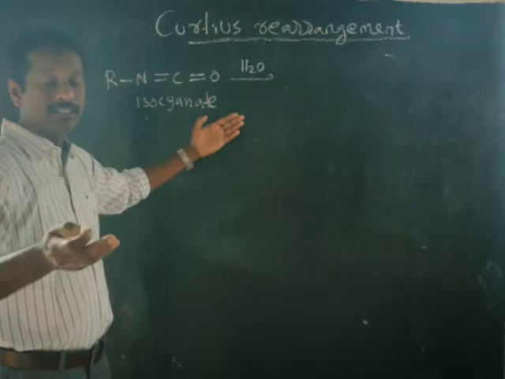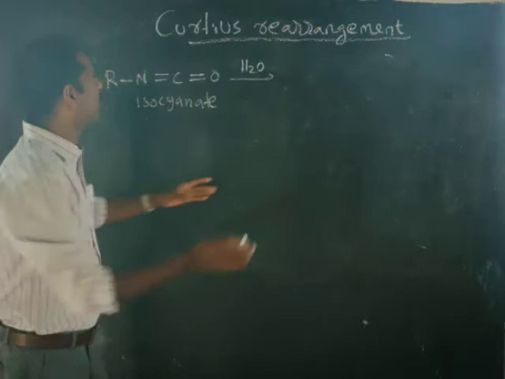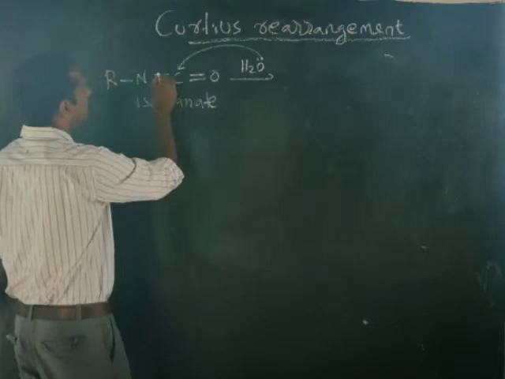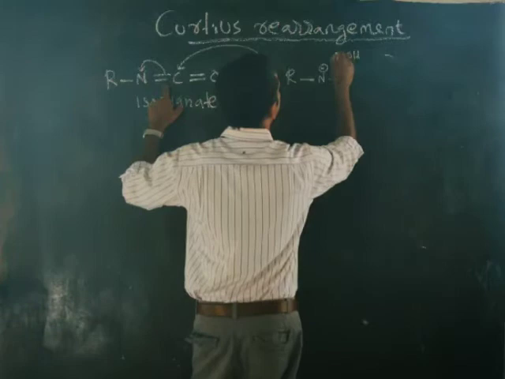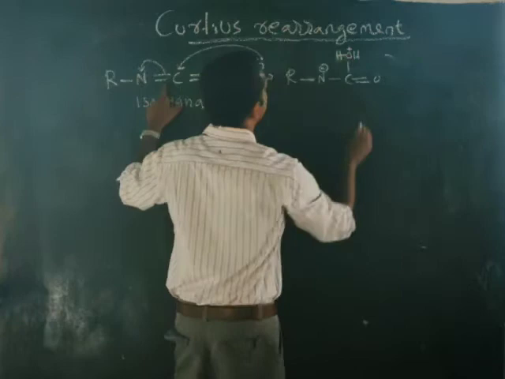As we have studied in the Hoffman rearrangement also, we have discussed the reaction between isocyanate and water molecule. Similarly, here also the same thing. The lone pair is attacking this carbon, correct? Then this pair of electrons moves to nitrogen and we get RN minus, and here single bond C, OH with a positive charge and double bond O, correct? Since the lone pair is attacking, OH2 can be written as OH, and oxygen has a positive charge.